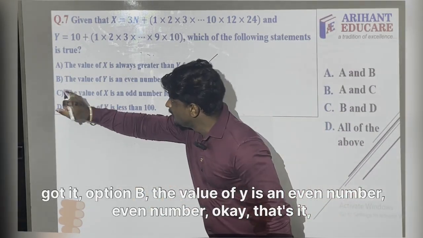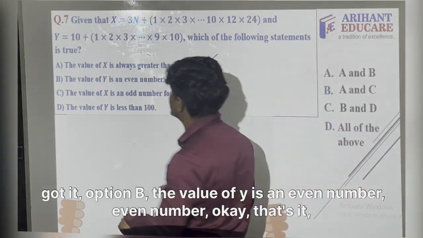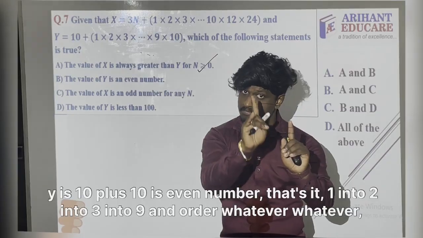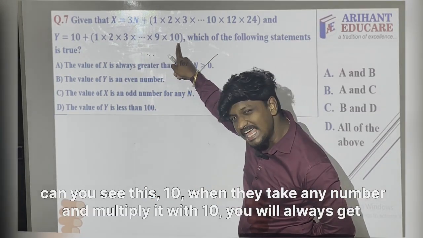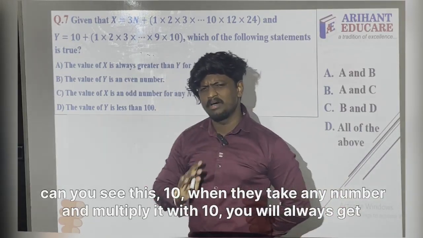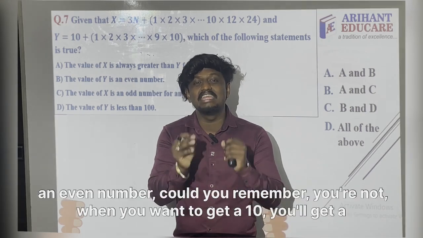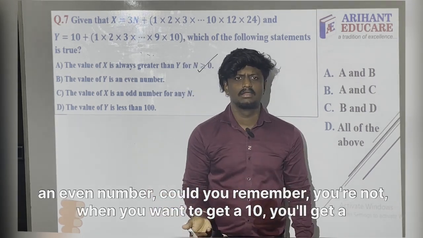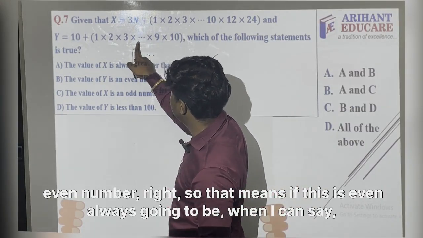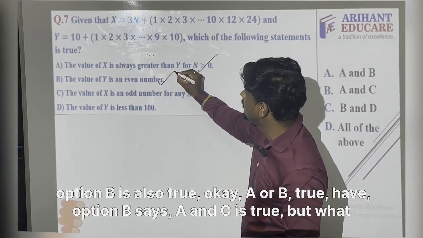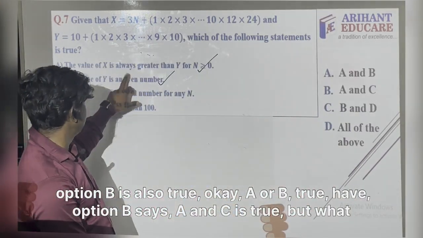Got it? Option B. The value of Y is an even number. Even number. Okay, let's check. Y is 10 plus. 10 is an even number. The answer. 1 into 2 into 3 into 9 into whatever. Can you see this? 10? When you take any number and multiply it with 10, you will always get an even number. कुछ भी number ले लो ना. When you multiply with 10, you will get an even number, right? So that means if this is even, it's always going to be even. I can say option B is also true. Okay. A or B true है.